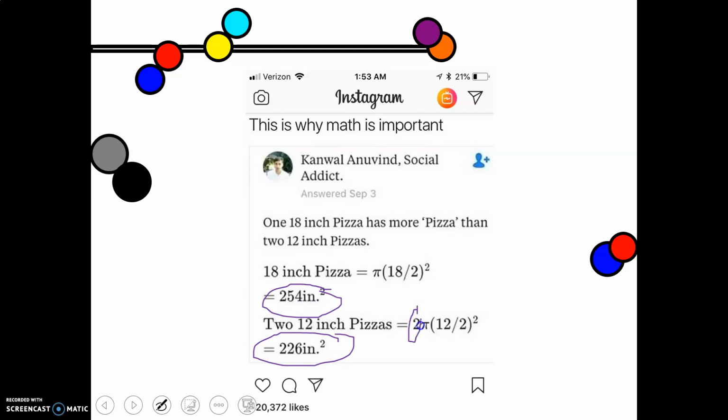So you multiply 2 times pi times r squared. Here, pi times 9 squared. And again, the one 18-inch pizza has more pizza than the two 12-inch pizzas. Very surprising, but it's the truth.